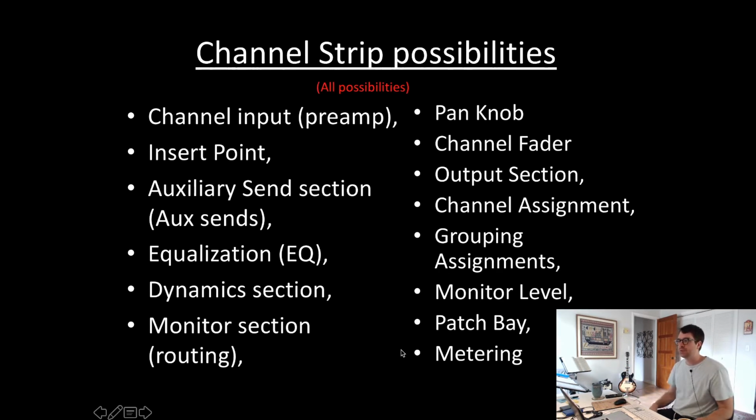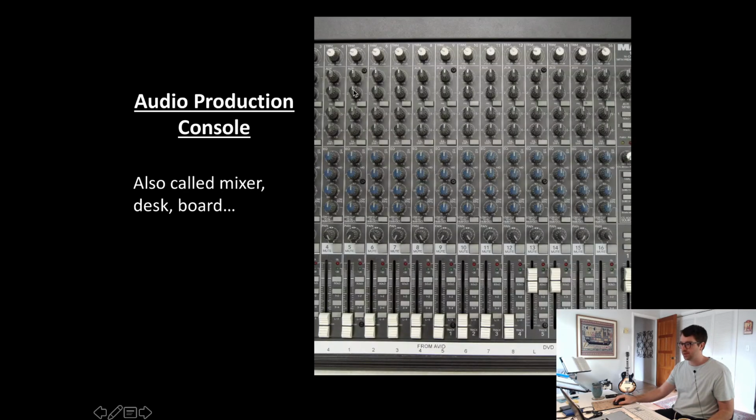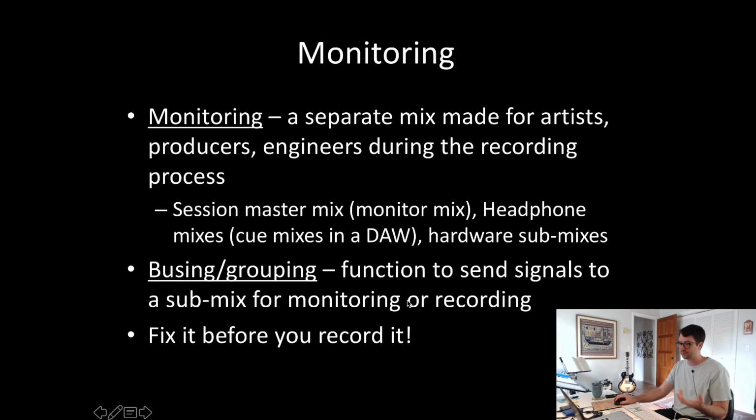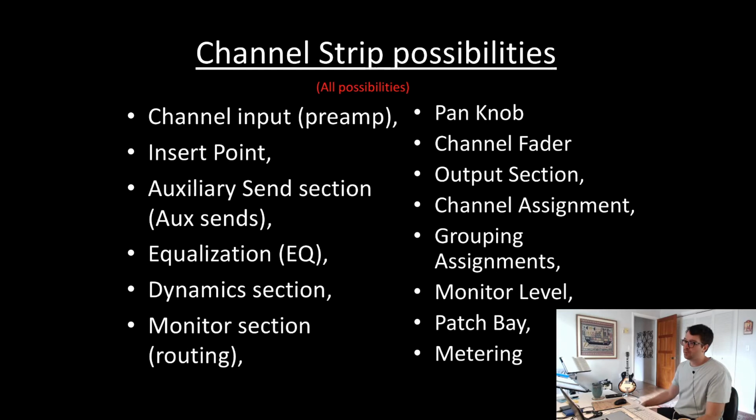If you understand one channel strip, then you understand a mixer, basically. On mixers, if you look right here, we have a bunch of strips that are numbered. In this case, we have 16 channel strips, and they're all the same. If you understand how one of them works and how the signal flows through it, then you understand the way the mixer works. Here are all the possible things that you can have on a channel strip.